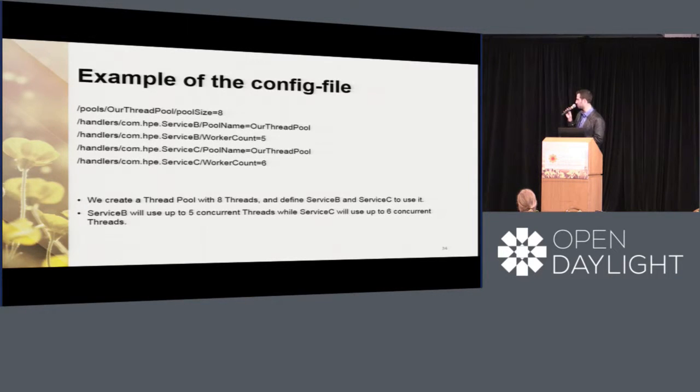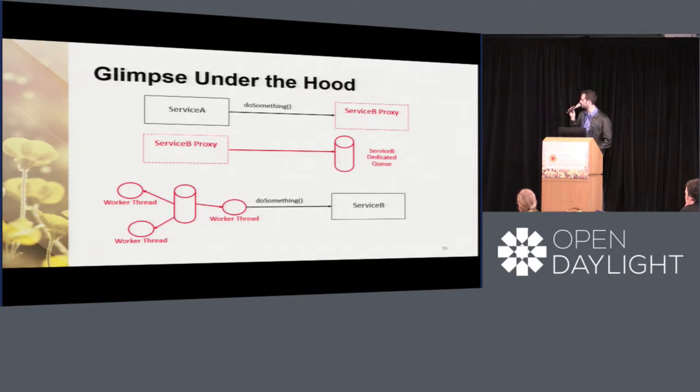So this is the configuration file. Let's say I'm defining a new thread pool. It's called our thread pool. It has 8 threads, and I'm saying all the calls to service B will run in this thread pool. I can define a worker count, so it means service B will use up to 5 concurrent threads. Service C will use up to 6 concurrent threads. And by doing this, I transform the calls you've seen before to asynchronous calls without changing the code at all.